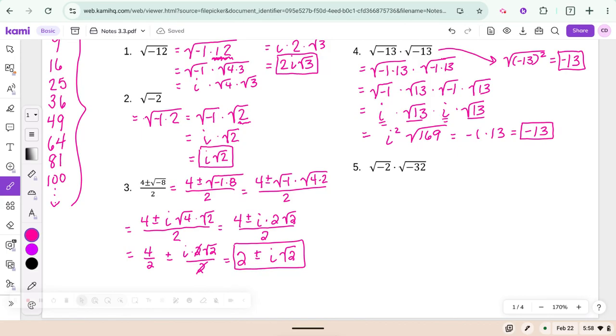Now for number 5, I'm going to rewrite this as, again, if you want to just do a little shortcut, I know that's just going to be i times the square root of positive 2 and i times the square root of positive 32. I can put the i's together. i times i is i squared, and 2 times 32 is 64. The square root of 64 is 8. i squared is negative 1, and negative 1 times 8 is negative 8.